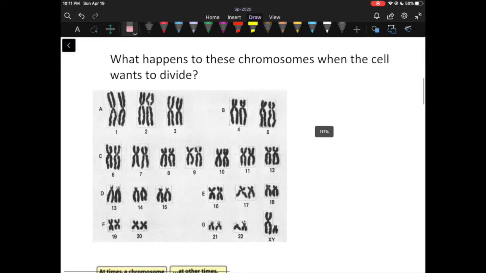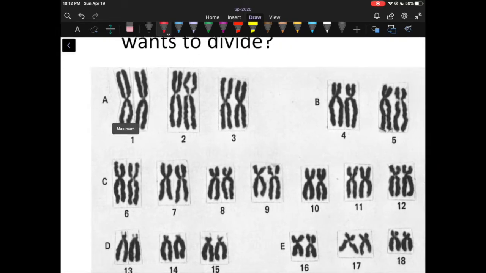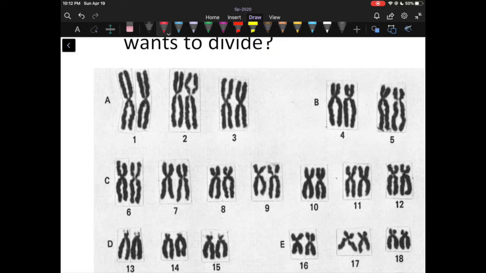Okay, so now what happens when the cell wants to divide? This is all about mitosis and meiosis, all about dividing, right? So this is another karyotype right here. And this karyotype looks a little different from the one above, and that is because the chromosomes in this karyotype are replicated. If you look at chromosome 1 again, we are going to have a replicated version of each chromosome. And they are going to be known as sister chromatids.